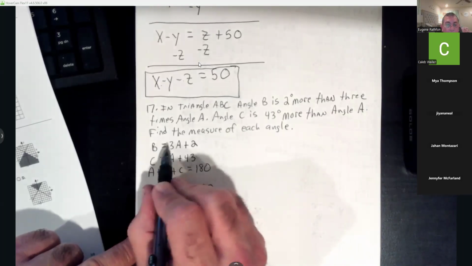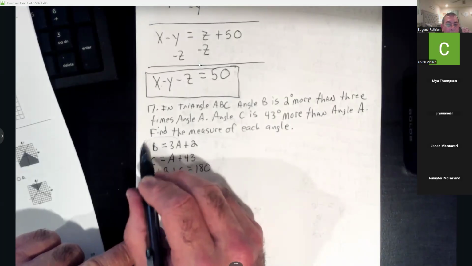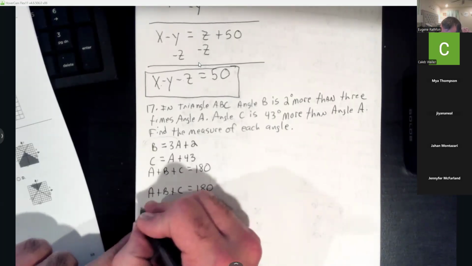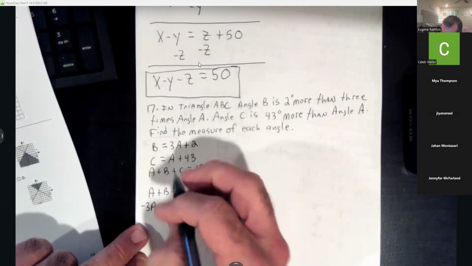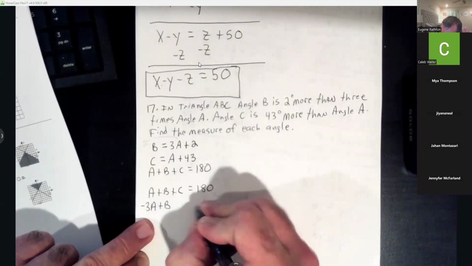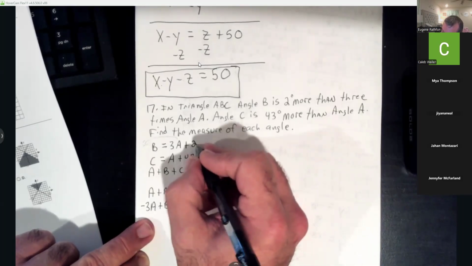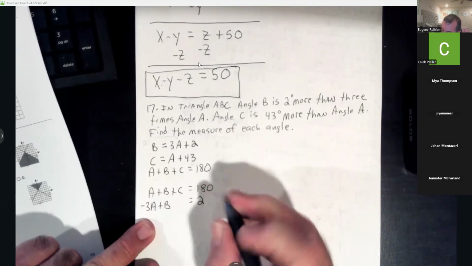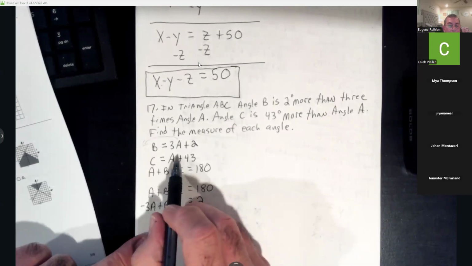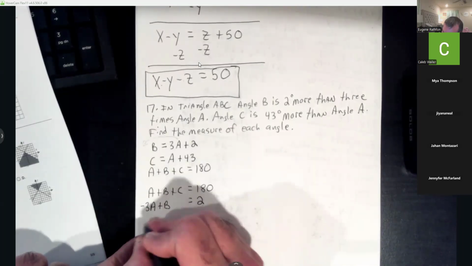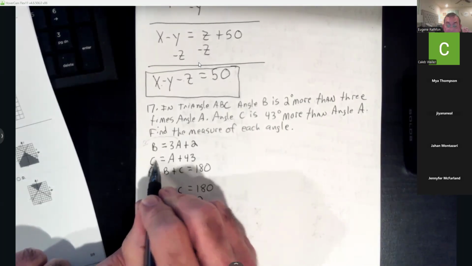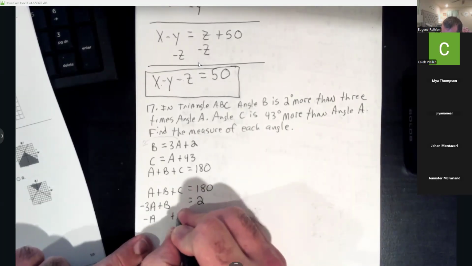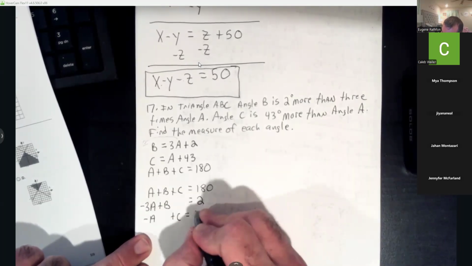All right, on the first equation, you move the A over here by making it negative. So that equation will give you negative 3A plus the B. That one's going to equal 2. And on this middle equation, move the A over, making it negative. So that'll give you negative A plus C equals 43.